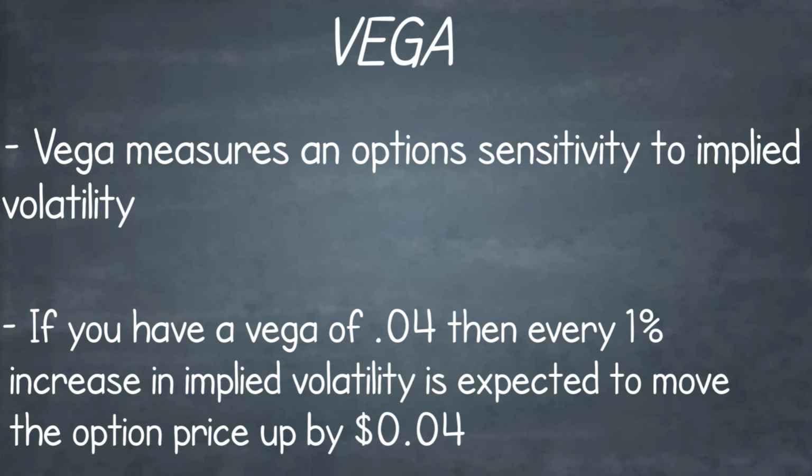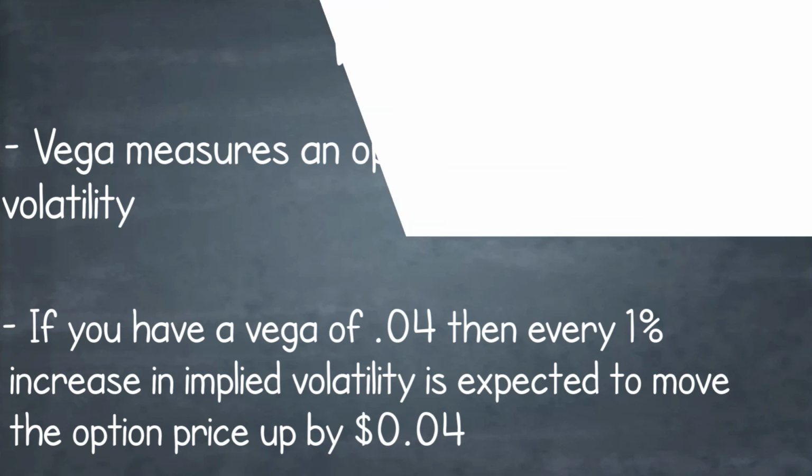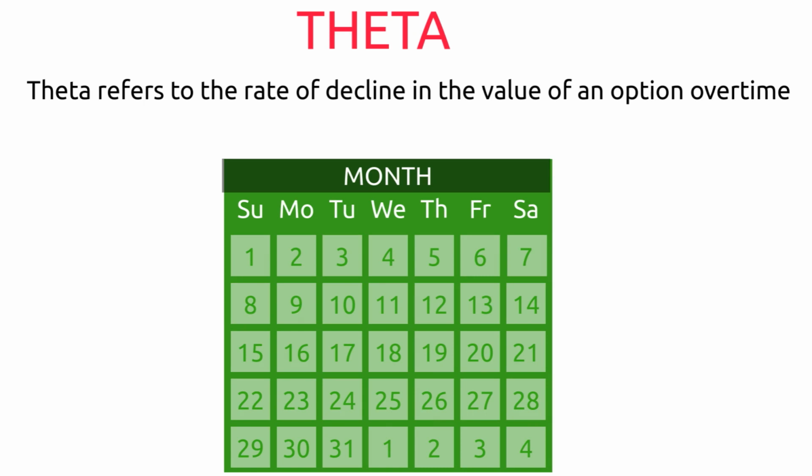Now moving on to the last main Greek, which is theta. Theta measures the amount an option will decrease in value for every day that passes by. If you bought a call and the theta is 0.06, that option will lose 6 cents every day that passes by. Theta is an option seller's best friend and an option buyer's worst nightmare because it keeps chipping away at the premium's price.